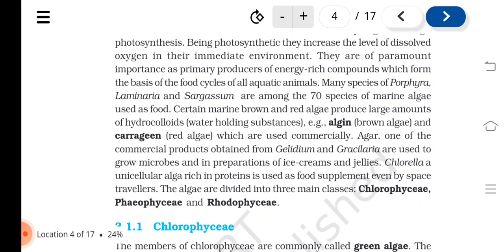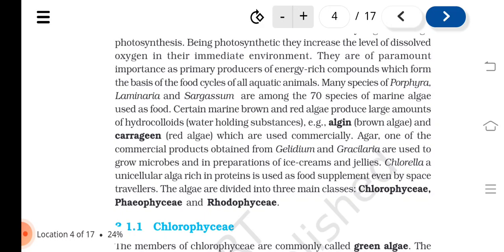Agar, one of the most commercially important products obtained from Gelidium and Gracilaria, is used to grow microbes and in preparations of ice creams and jellies. Chlorella, a unicellular algae rich in proteins, is useful as a food supplement even by space travelers.